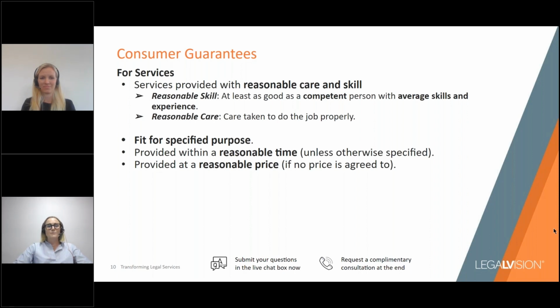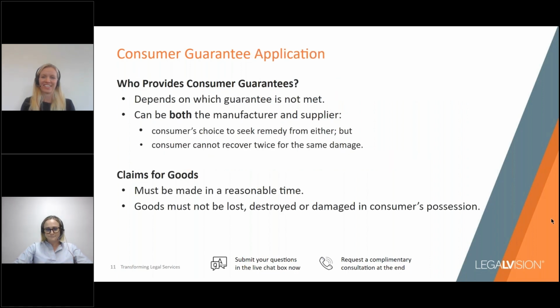Kathryn will now explain who provides the guarantees, or who provides what guarantees, rather. Thanks, Ellie. Now, as mentioned earlier, we will look in more detail at who provides what guarantees.